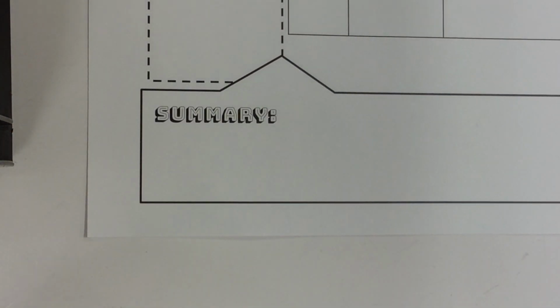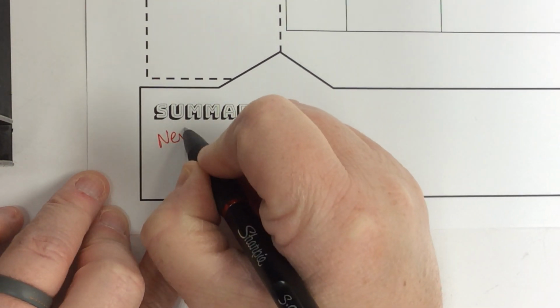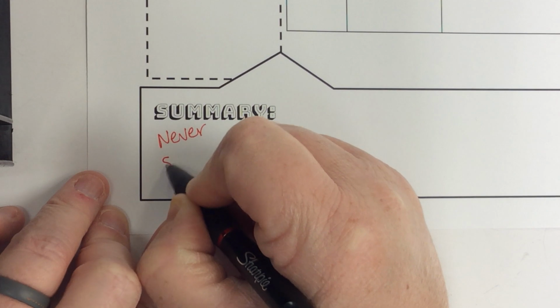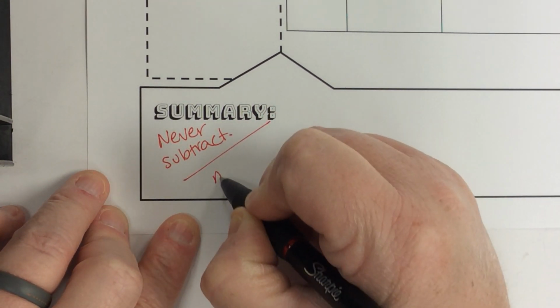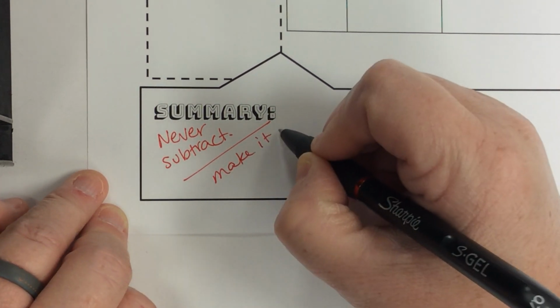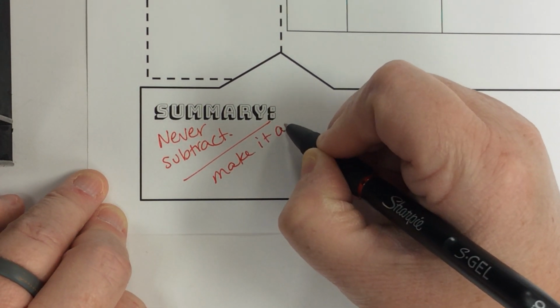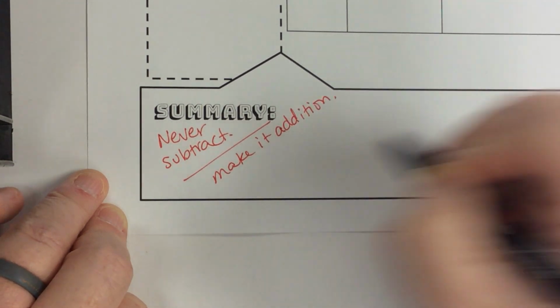And now, what is your summary here? We never subtract. That's my summary, right? Make it addition. Now, we can't just always change the subtraction sign to addition. We have to take the opposite of the last number. But it's okay. Make it addition.